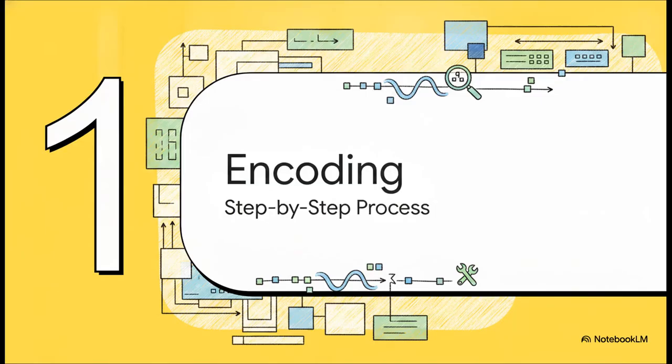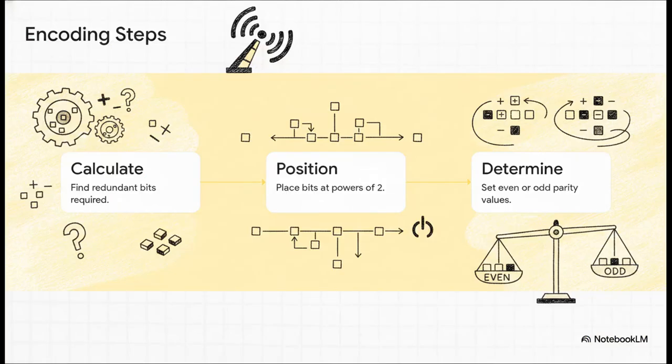Section 1. Encoding, the step-by-step process. Let's just dive straight into how this brilliant encoding actually works. So there are 3 really straightforward steps to encode our message at the transmitter. First up, we calculate exactly how many redundant bits, we call these parity bits, that we need for our message. Second, we position those parity bits at very specific spots, specifically at powers of 2 within the sequence. And third, we figure out their actual values based on whether we're going with an even or an odd parity scheme.